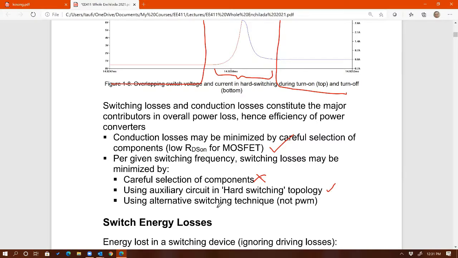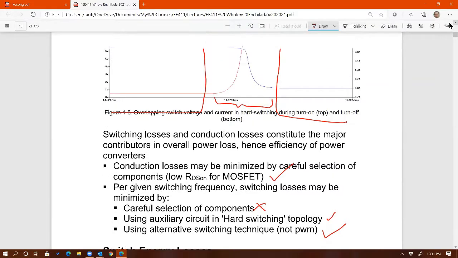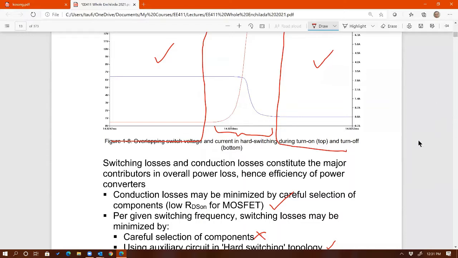And then another method that we're going to learn in this class, one of my favorite topics for this class, is this method right here. It's called soft switching. So why not use a different switching method? Why do we have to use hard switching, if this is the reason why we get the overlaps? Because you can see the overlaps happen because we do hard switching.